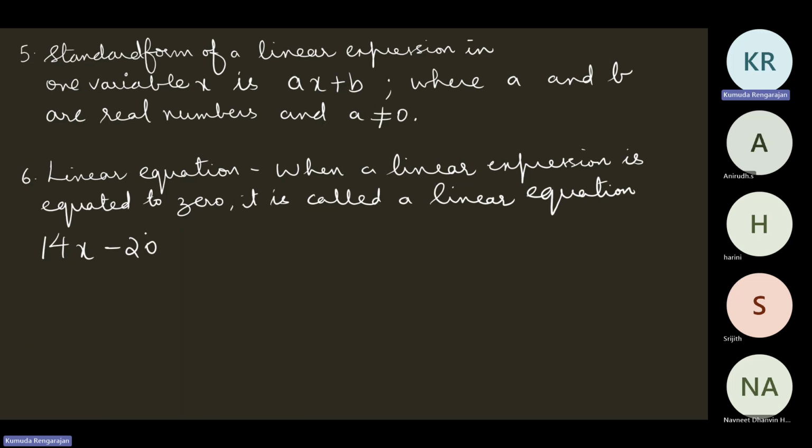Now, when you equate this to 0, it's called a linear equation. A linear expression, when equated to 0, is called a linear equation.